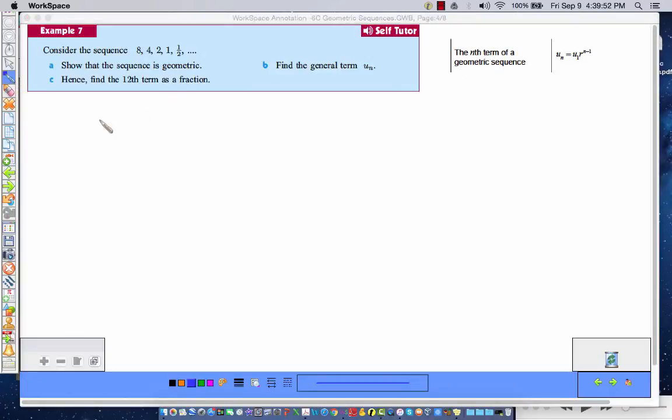We do this in the same manner that we showed that a sequence was arithmetic. We compare term to previous term. Of course, with arithmetic, we were subtracting, and here we just have to show that if we compare the term to the previous term, we are always going to get the same thing, which is the common ratio. All of these are equal to 1/2, so that is equal to the common ratio r.